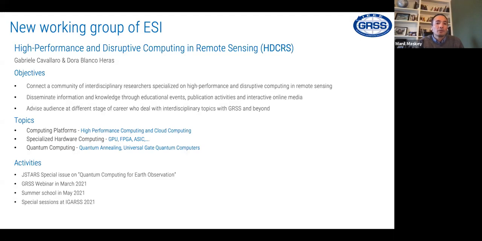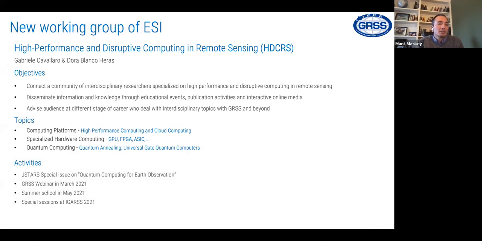Well, a bit of news, we have a new working group under ESI now. It's the High Performance and Disruptive Computing in Remote Sensing, led by Gabriel Cavallaro and Dora Blanco-Heras.